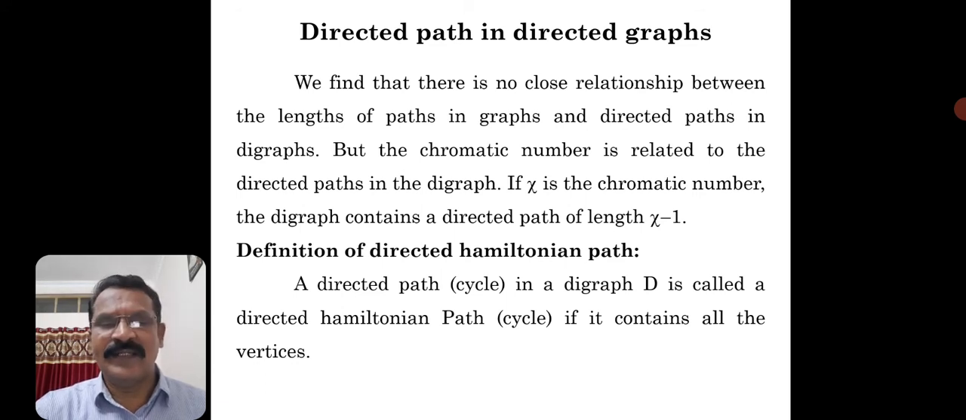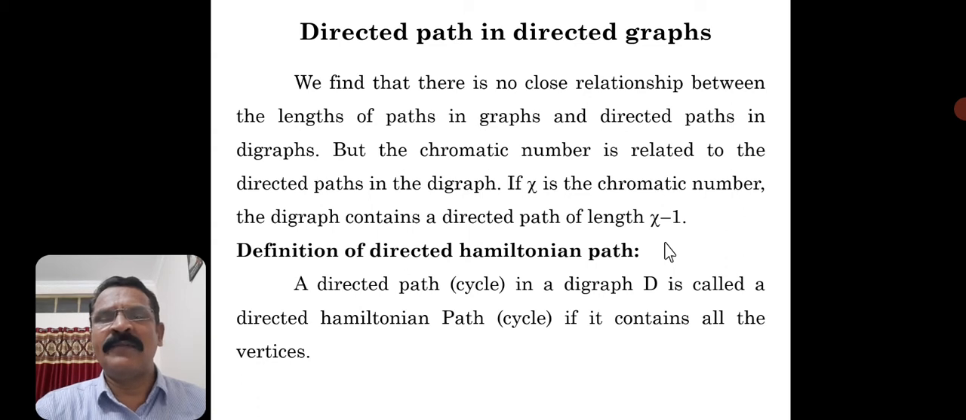Now we will discuss what is the Hamiltonian path. Of course, the Hamiltonian path in case of undirected graphs is a spanning path containing all vertices of the graph. Spanning path means containing all vertices of the graph. Here we are discussing directed Hamiltonian path. A directed path, which is also called a cycle in a digraph D, is called a directed Hamiltonian path if it contains all the vertices. That is the concept of a Hamiltonian graph.